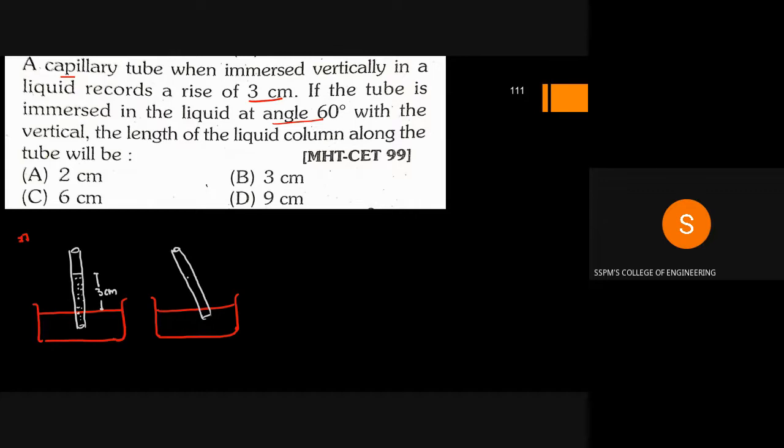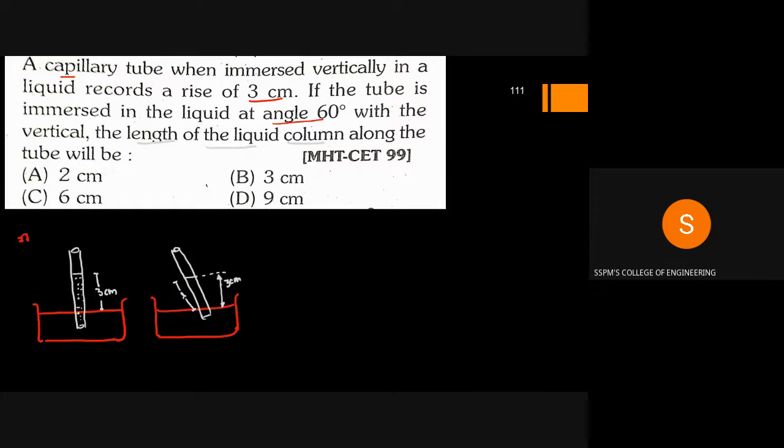Okay, so when we immerse the glass tube, capillary tube, at inclined condition, the height of the liquid rise, it will remain same. So this height, it will remain same. So it will remain as a 3 centimeter only. Okay, only length of the liquid, it will increase. So along the tube, if you measure, then this will increase. Okay, so question is, we have to find out the length of the liquid column along the tube.